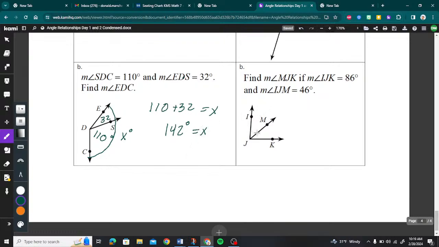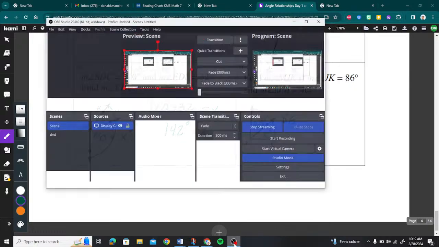In this picture, I'll set it up for you. IJK, this whole thing around here is 86 degrees. IJM is 46 degrees, and we don't know this. So you'll want to find that bottom angle, MJK. So hopefully this helps you pick up where you left off.